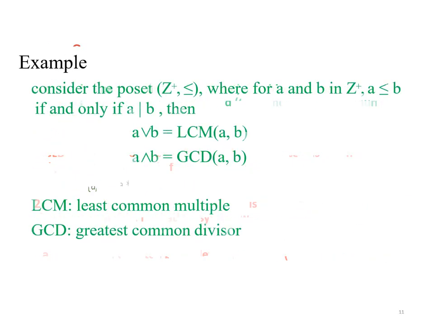We'll see some examples of this. If you are having numbers, instead of taking GLB and LUB, we have another option also. LUB is nothing but LCM. GLB is nothing but GCD. Easily you can remember using the definition of this.